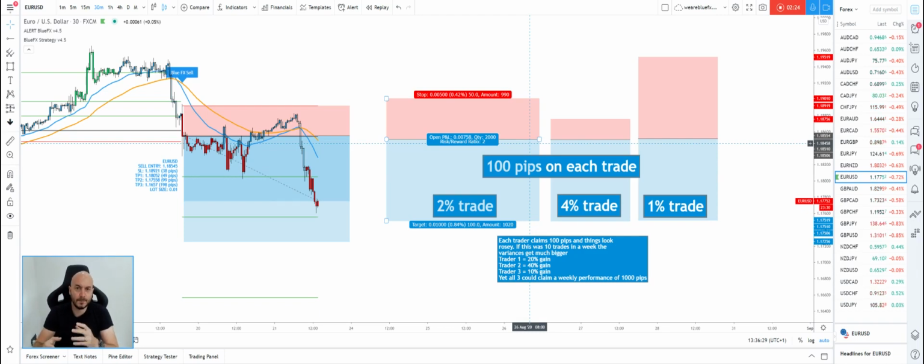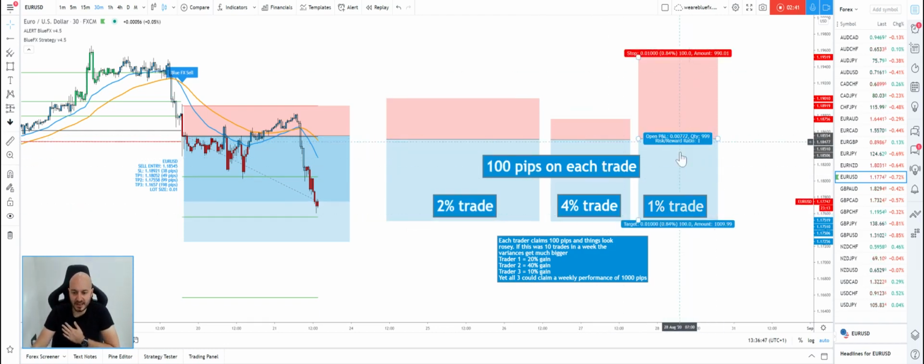Because if you're risking 1% per trade, then if you have a wider stop loss, your entry is smaller. And if you have a tighter stop loss, your lot size can be bigger, which means on the same amount of pips on a winning trade, your profitability can be very, very different. So let me explain that a little bit more.